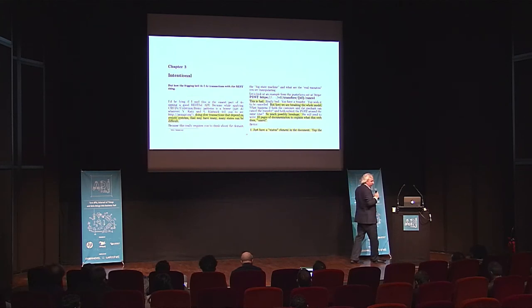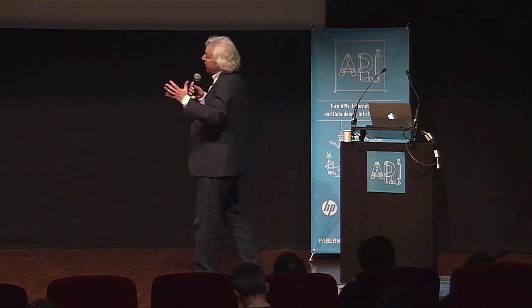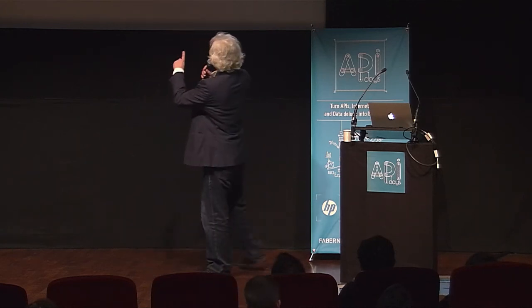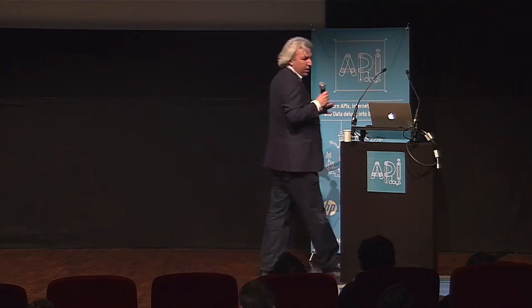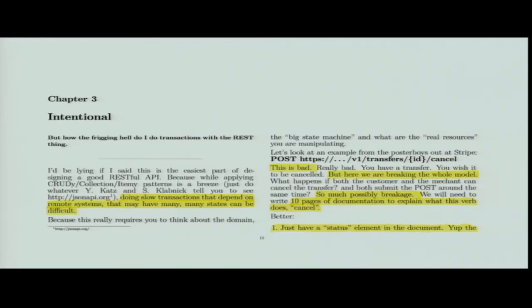And you will see poster boys, people that are supposed to be designing really nice APIs, like Stripe. They'll do a RESTful thing until they get to cancel a transaction. And then they'll put the verb in the URL, although we've all told them not to, because, so how do you cancel? And here, basically the whole efficiency of the model is being negated. And the whole future resistance.